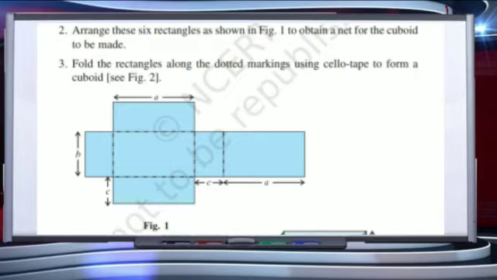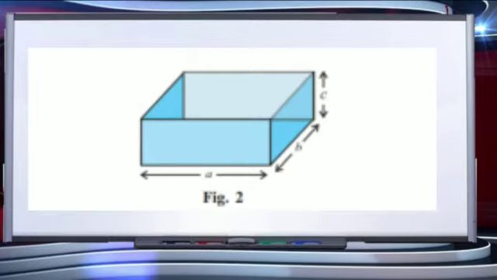In the second step, arrange these 6 rectangles as shown in the figure to obtain a net for the cuboid to be made. And in the third step, fold the rectangles along the dotted markings using sellotape to form a cuboid.